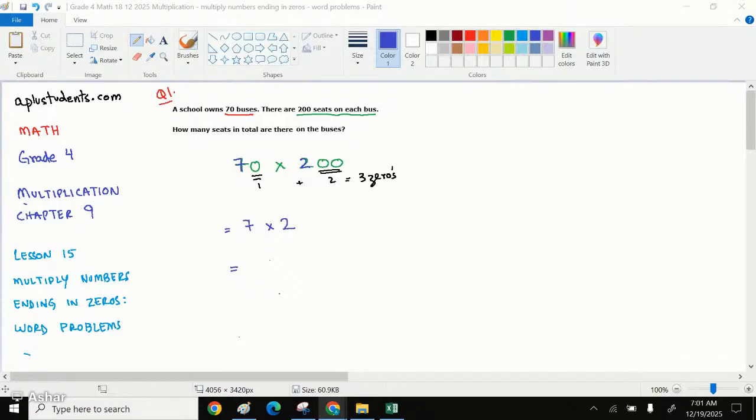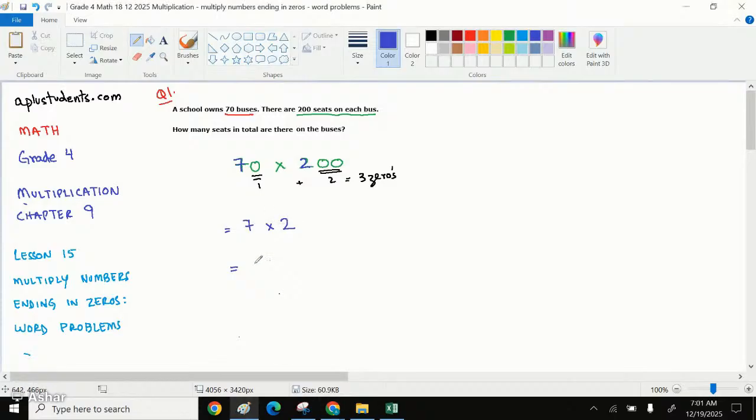Let's continue with the question. The first question was, a school owns 70 buses. There are 200 seats on each bus, right? We need to find the total number of seats. So we need to multiply 70 by 200. 70 has a 0 at the end, and the topic is numbers ending with zeros. So 70 has 1 zero, 200 has 2 zeros. So we count the number of zeros first. There are a total of 3 zeros.